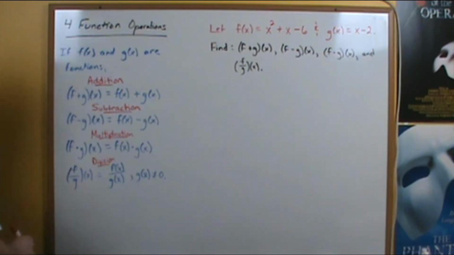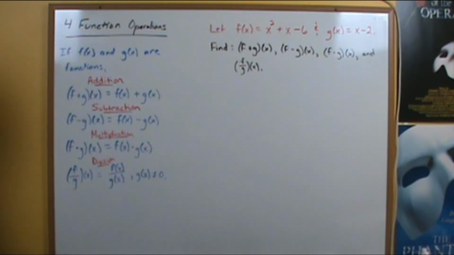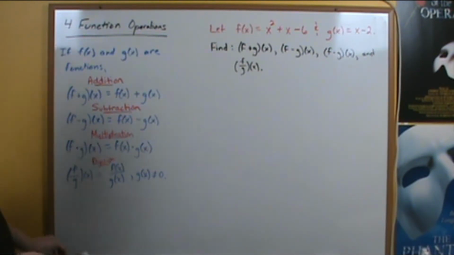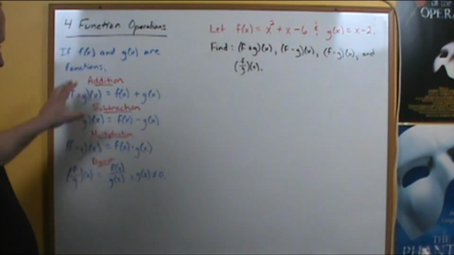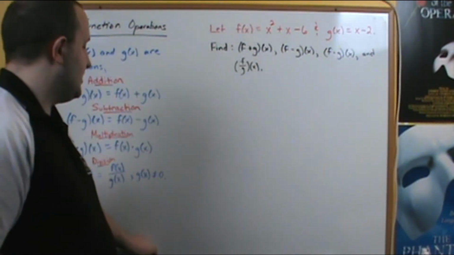Right? That's when we take two functions f of x and g of x and divide them, and the denominator in this case when we do function division cannot be 0. Alright. So those are the four basic function operations. In a general form, let's actually do them with some calculations here.